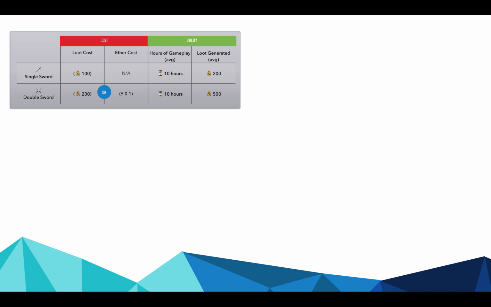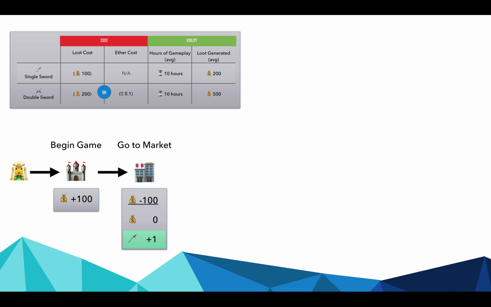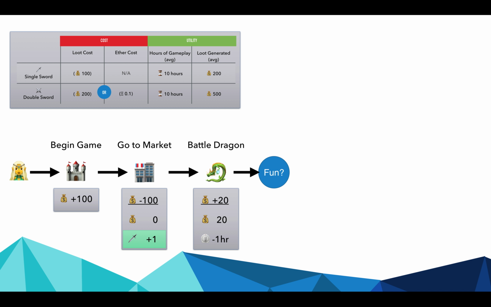So a player in gameplay might have an experience that looks something like this. They begin the game and they're given 100 loot. They instantly go to the market and they pick themselves up a single sword. Then they take that sword to battle to fight dragons. After the first hour of gameplay, they might generate 20 loot, and then at that point, they have a decision to make. Is that a fun experience?